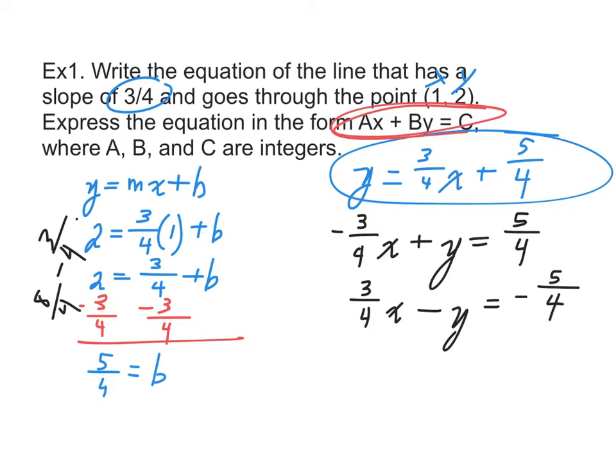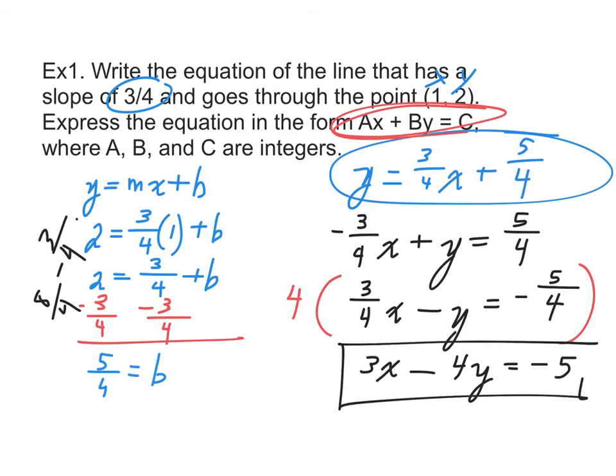The last thing for standard form is that a, b, and c, those numbers have to be integers, which means they can't be fractions. This one won't be as difficult, though. It just means for every single term, I'm going to multiply by 4. Since you're doing it to everything, it makes it still equivalent. So 4 times 3/4 x is 3x. 4 times y is 4y. And 4 times negative 5/4 is negative 5. And here we have it. These two equations are actually exactly the same if you plot them. They're just in different forms. One is in slope-intercept, the other is in standard.